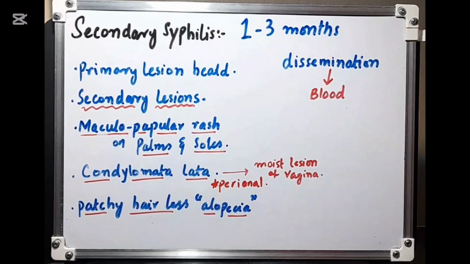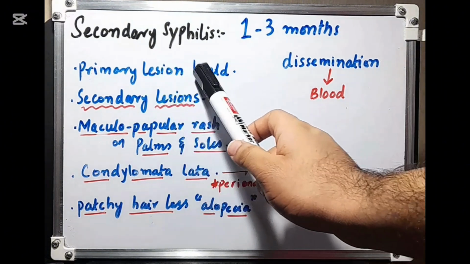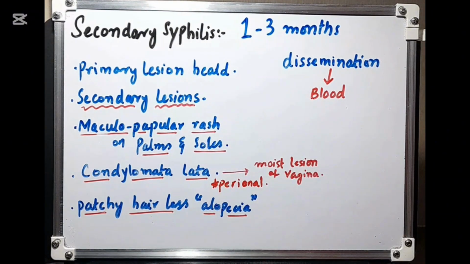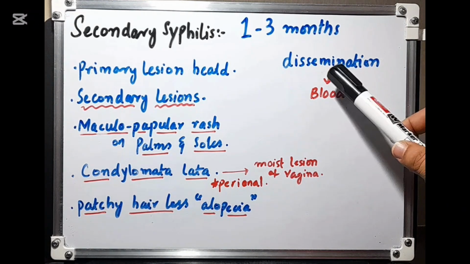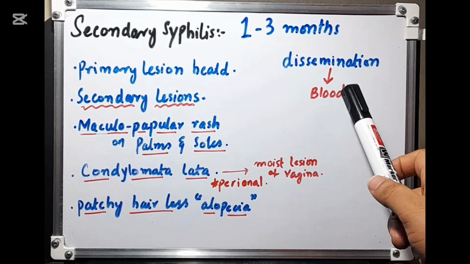Secondary syphilis. The symptoms of secondary syphilis take 1 to 3 months to appear. Note that the primary lesions we discussed in primary syphilis, such as the genital chancre, will be resolved and completely disappear, and the Treponema pallidum disseminates in the blood. The secondary lesions start appearing due to the dissemination of Treponema pallidum in the blood.